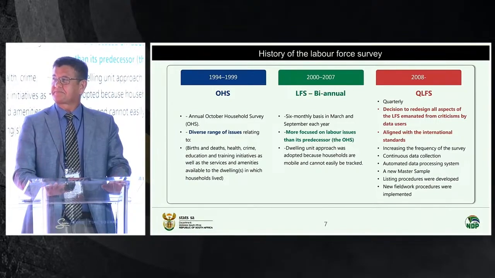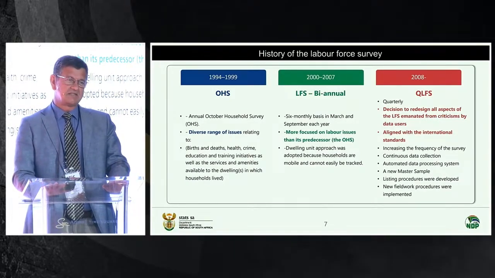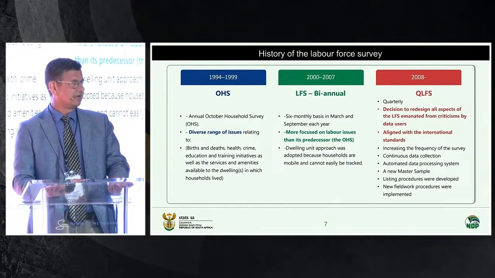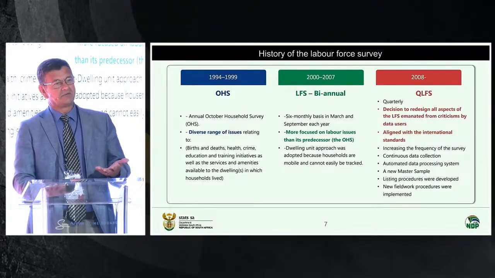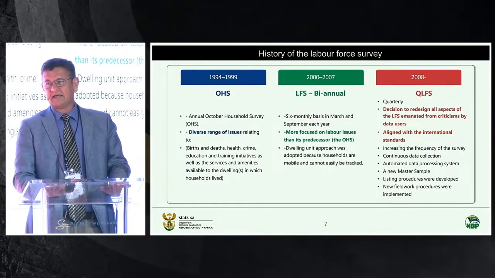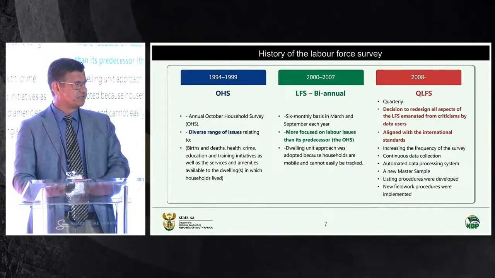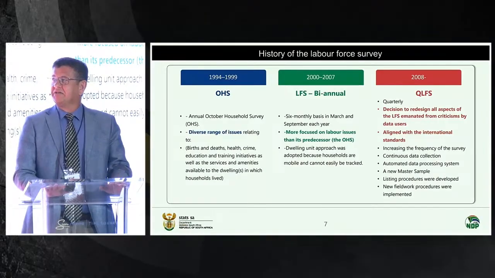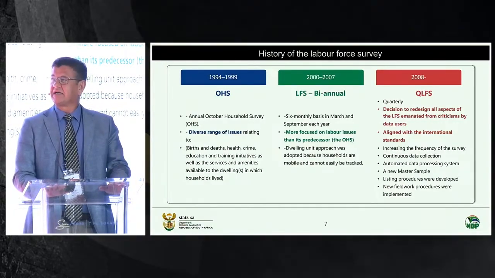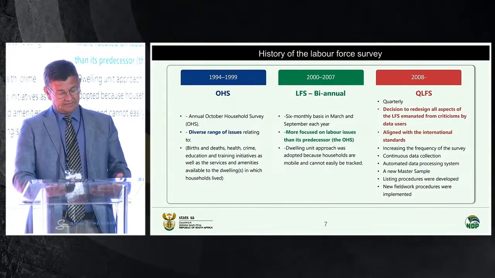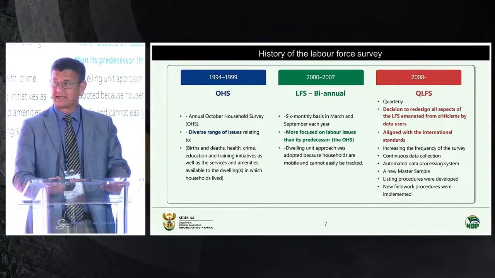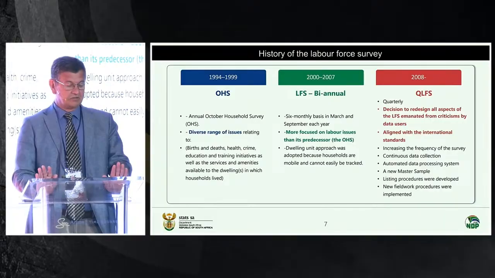So we introduced the Labour Force Survey, which ran twice a year at the time, and it was a bit more focused on labor statistics than the October Household Survey. The OHS was then rebranded for those that are interested in service delivery into an instrument called the General Household Survey. So that measures more service delivery issues, and the LFS then focused on the labor market. And then in 2008, following the financial crisis, we introduced the LFS on a quarterly basis, and we started following international standards much more closely. And I will reflect to that a little bit later.